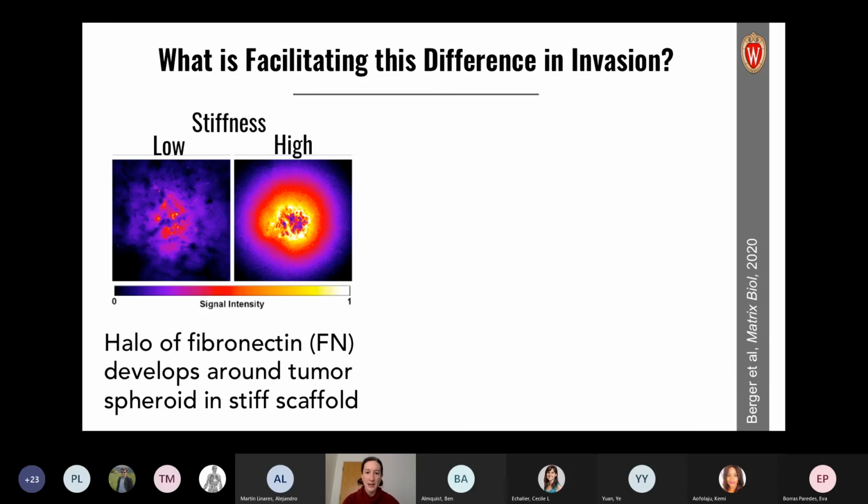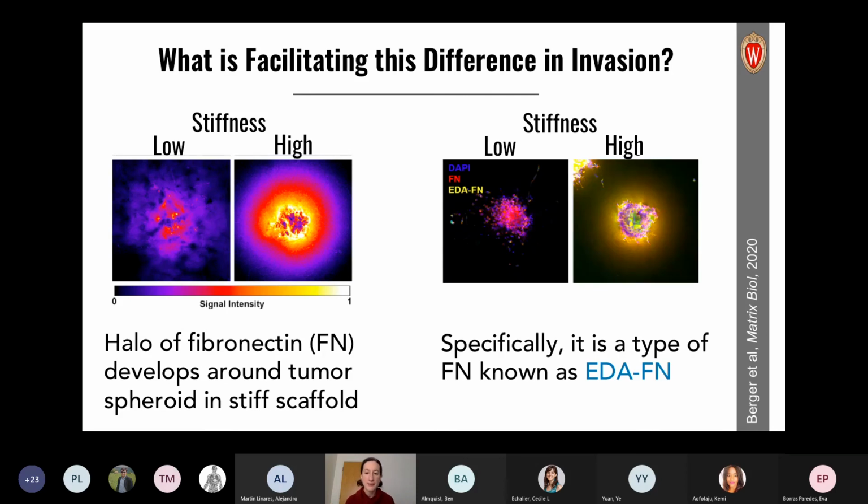Coming back to the ECM, we found it's dependent upon another thing too. When we were looking at what's going on ECM-wise in these scaffolds, we identified fibronectin, which is another ECM component, as being super high in our high stiffness scaffolds. This is a heat map of fibronectin around our spheroid here. You can tell they're intensely producing a lot of fibronectin only in the high stiffness scaffold. In particular, it's a type of fibronectin known as EDA fibronectin. It was only being produced in high stiffness. It wasn't being produced in low stiffness at all.